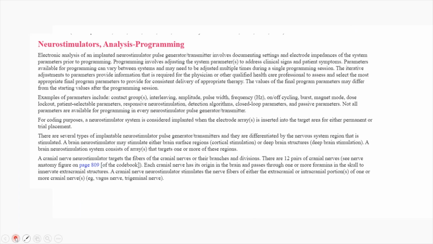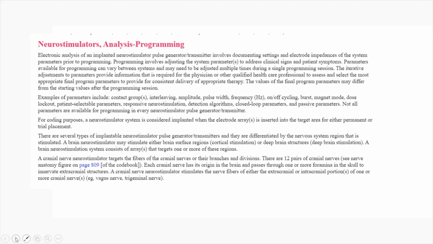Okay, so before moving on to solve the scenario, let me say what neurostimulator analysis programming is all about. Once again, this is a particular section from the medicine section, and it would be good if you read through these scenarios, these guidelines and this information. In a neurostimulator analysis and programming, a physician or a qualified healthcare professional performs electronic analysis of the system parameters of a previously implanted neurostimulator, pulse generator, or transmitter to ensure that it is functioning properly.